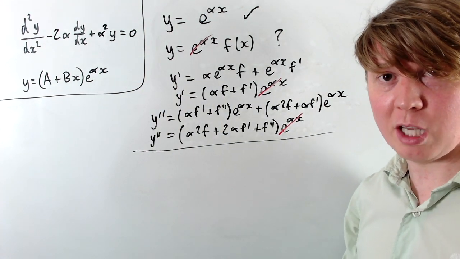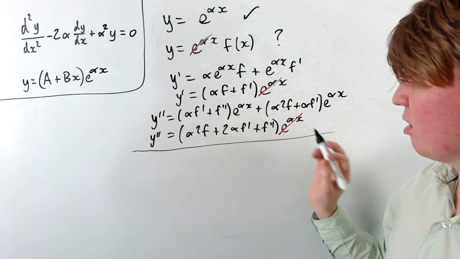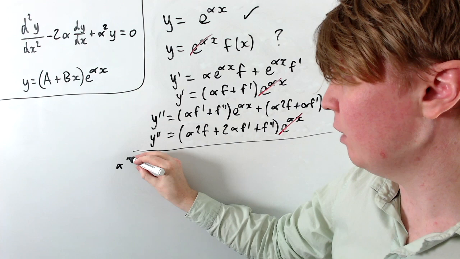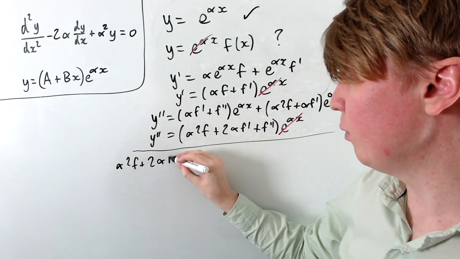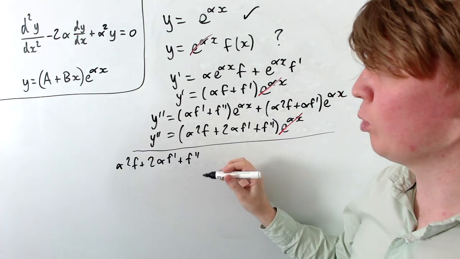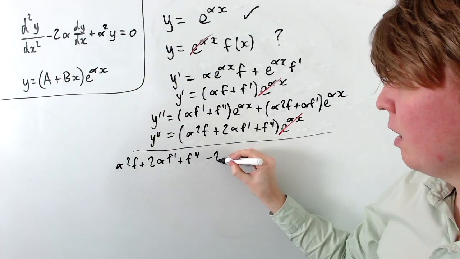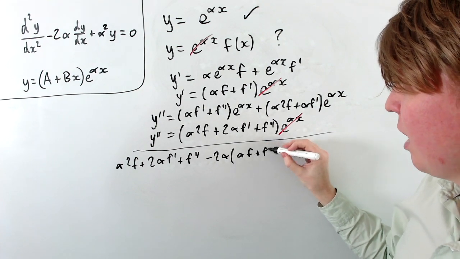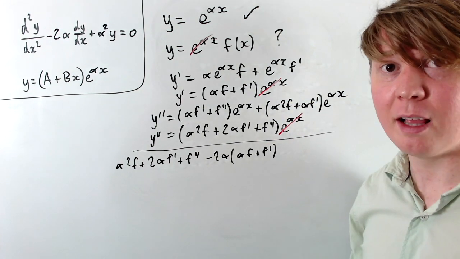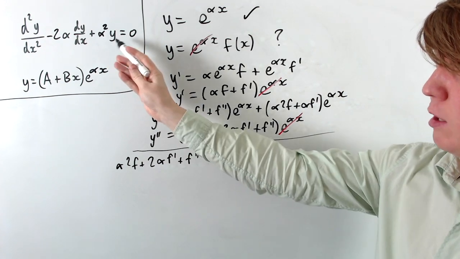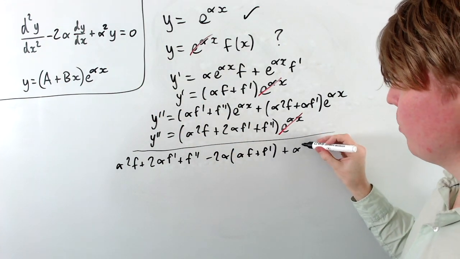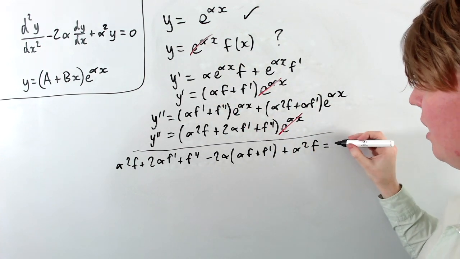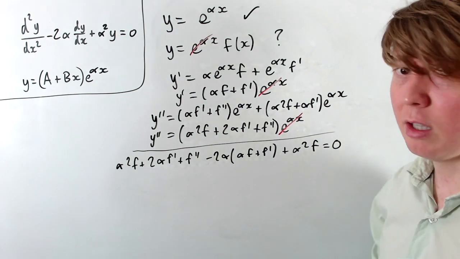So just to save a bit of space, I'll go straight to substituting in and dividing through by e to the alpha x. So our second derivative term here becomes alpha squared f plus 2 alpha f prime plus f double prime, and then we have minus 2 alpha multiplied by the first derivative, so multiplied by alpha f plus f prime, where again we've just divided through by e to the alpha x, and then finally we have plus alpha squared times y, so plus alpha squared times, then this is just f because we've divided through by the e to the alpha x term, and all of this is equal to 0.